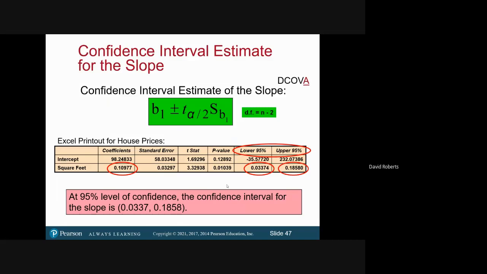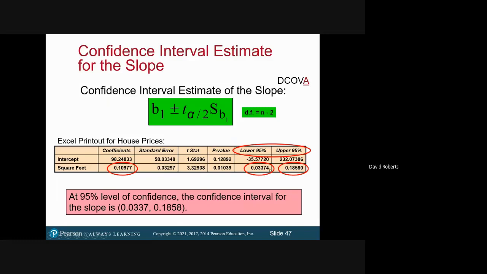0.03374 is the lower limit for square footage. That means the slope would be as little as that number, 0.03374, rather than the 0.10977, or it could be as high as 0.1858. So just over 3% to just over 18% is the possibility of what the slope really is. So you can see at the bottom, there's a 95% level of confidence that the confidence interval for the slope is basically just over 3% to just over 18, close to 18.5.